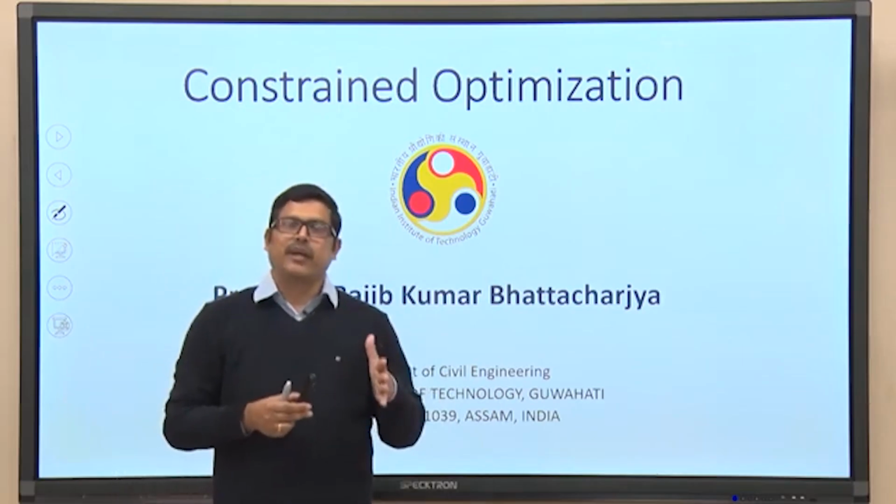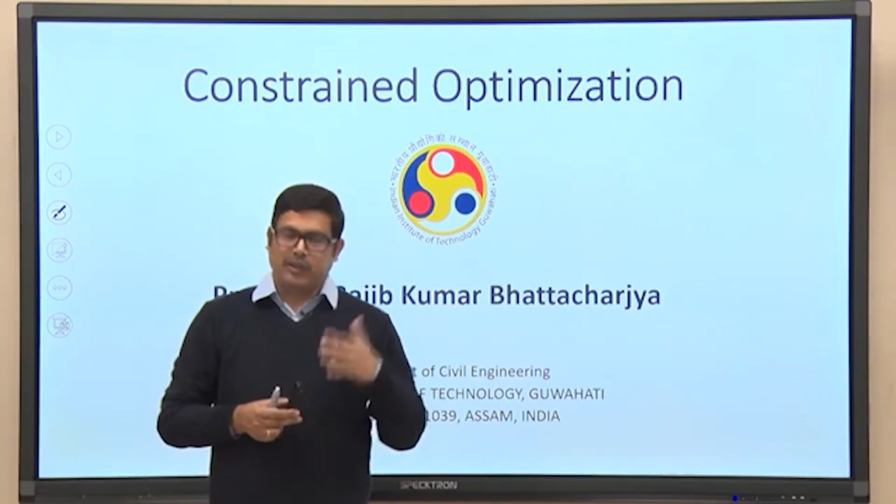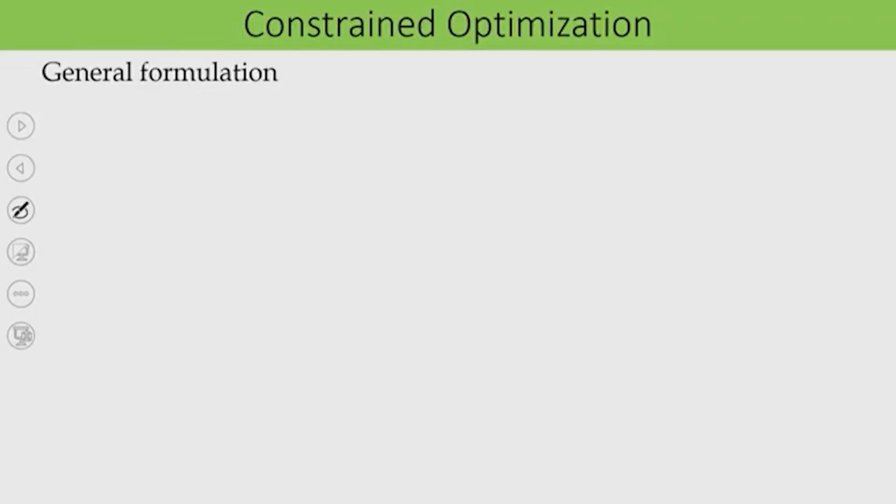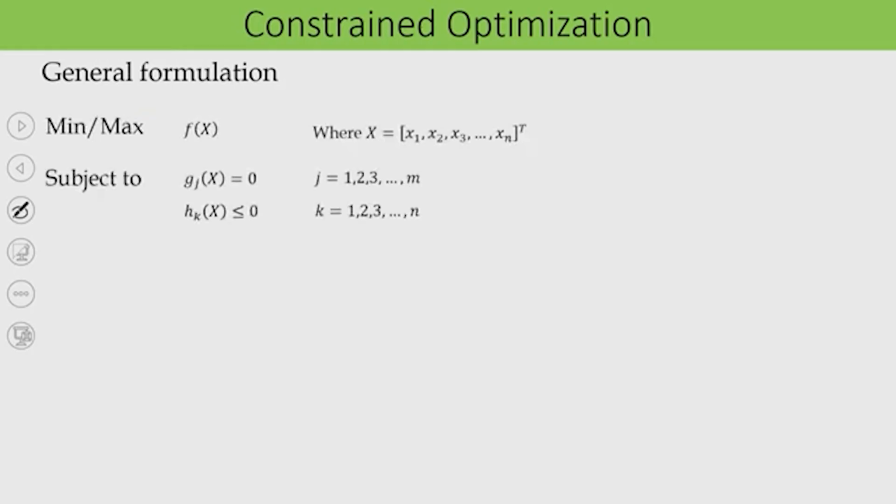So, what are the necessary and sufficient conditions for optimality of a constrained optimization problem? A general formulation of a constrained optimization problem can be written like this. The problem may be a maximization or a minimization problem, so we write minimization or maximization of f(x). It is a multivariable problem, so we have a total of n variables: x1, x2, x3 up to xn.